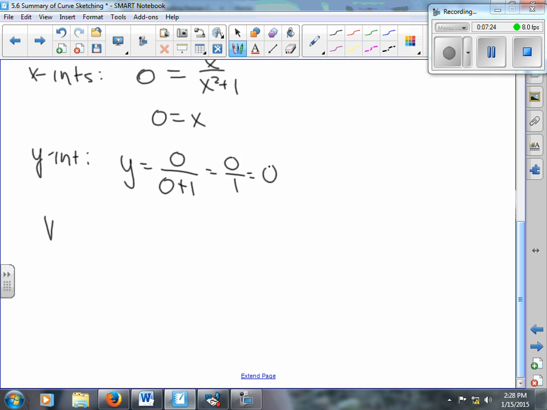Let's move on to asymptotes. To find a vertical asymptote, you take the denominator and set it equal to 0. I feel like I just did this, didn't I? Yes, I did. It says no solution, so there are no vertical asymptotes.